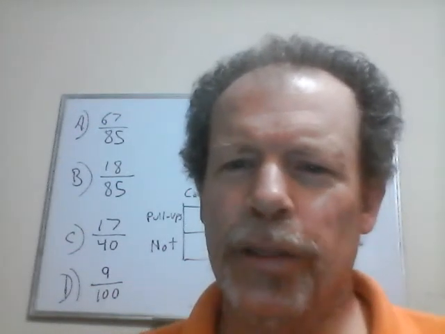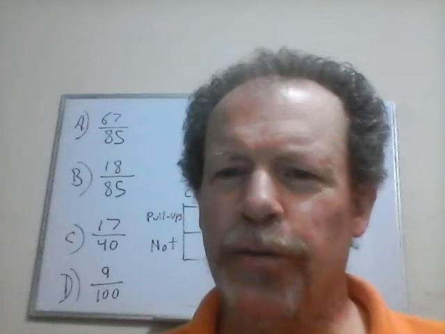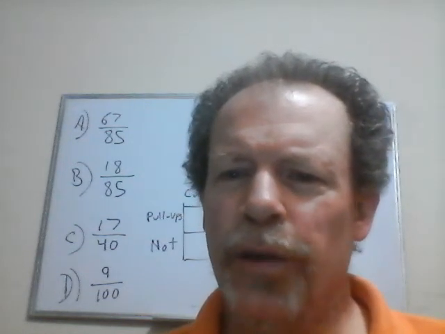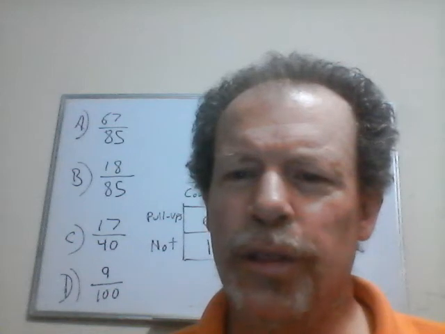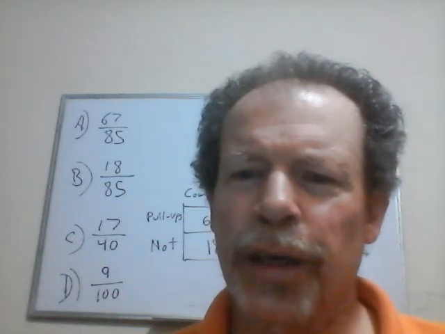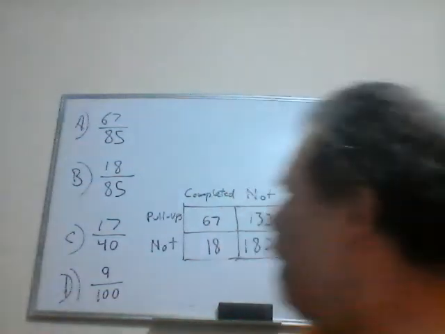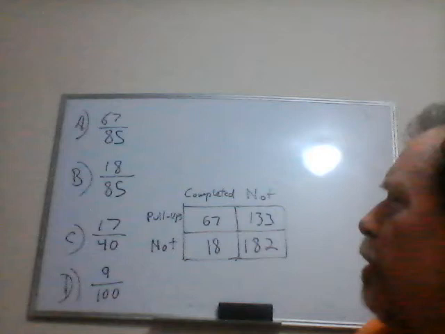Okay. It says that the table above summarizes the results of 400 competitors who entered an obstacle course race. If one of the competitors who completed the obstacle course is chosen at random to be given free entry into the next race, what is the probability that the competitor chosen did not train by doing pull-ups? And you can see 4 probability expressions here.